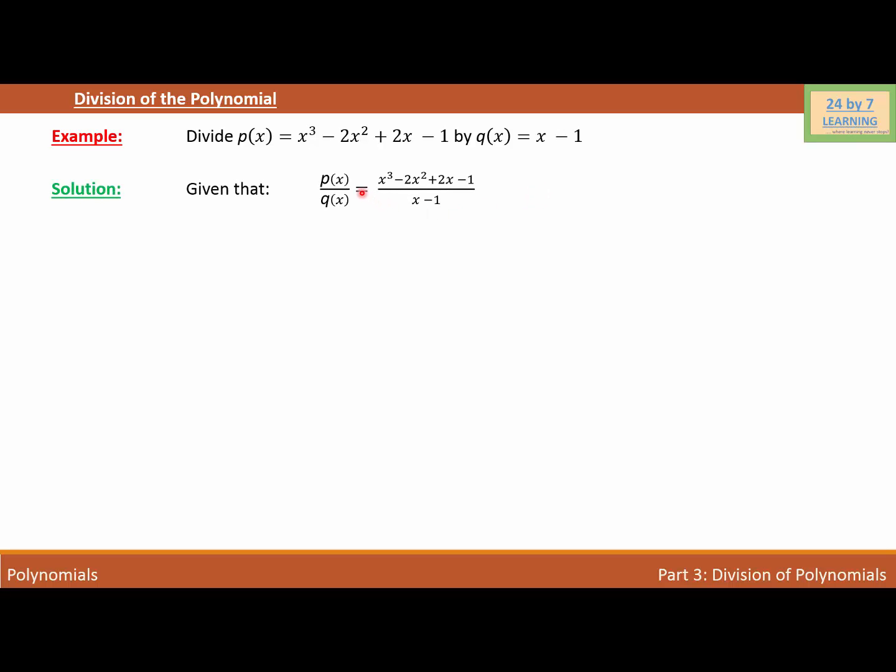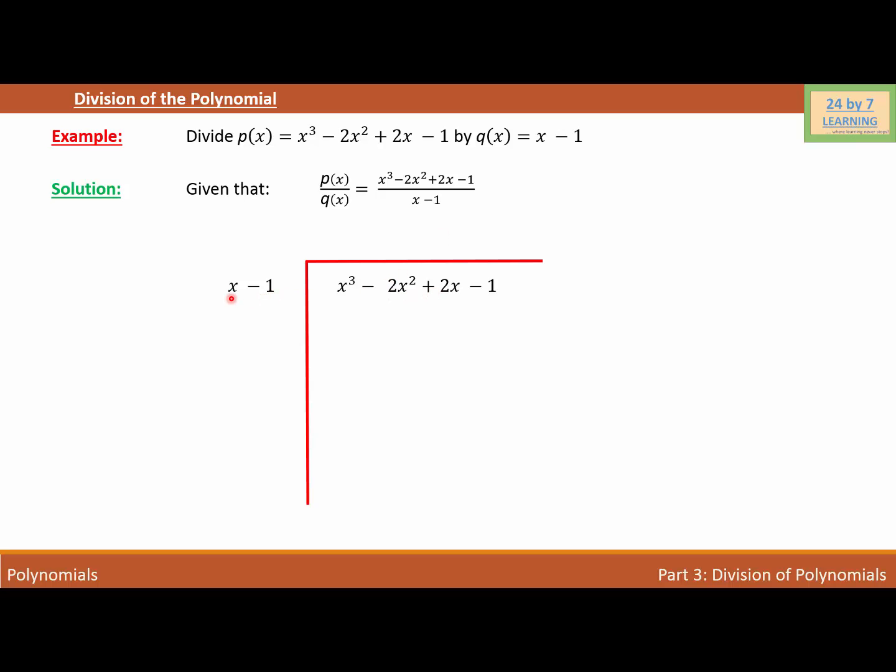Let's consider an example. Divide p(x) equals x cube minus 2x square plus 2x minus 1 by q(x) equal to x minus 1. As you can see, it is given that p(x) over q(x) is equal to, let's divide this. In order to divide this, I'm going to use a basic division method. So I'm going to draw one line like this and one vertical line. x minus 1 will come here and x cube minus 2x square plus 2x minus 1 is over here.